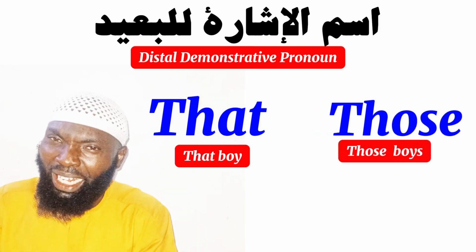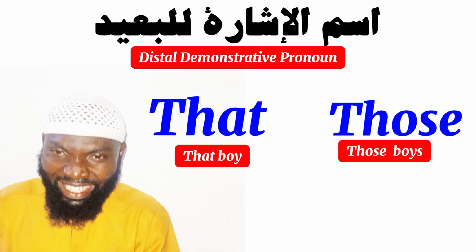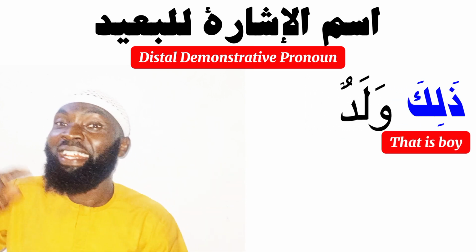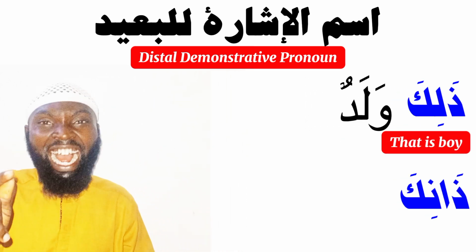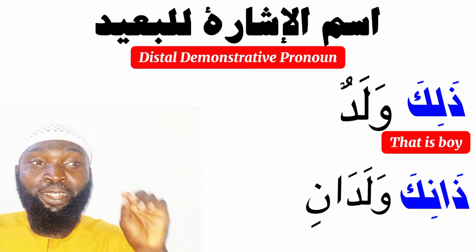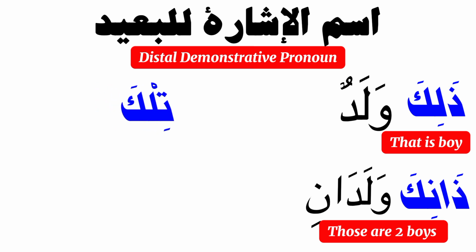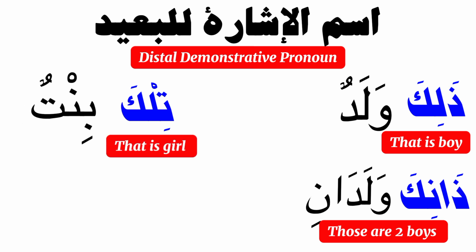But the Arabic language also caters for gender in this. So in the Arabic, I will say dhalika waladun, that is a boy. Dhanika waladani, those are 2 boys. So now, the word dhalika means that, just for a male, while tilka means that for a female. So I will say dhalika waladun, and I will say tilka bintun, that is a boy, that is a girl.